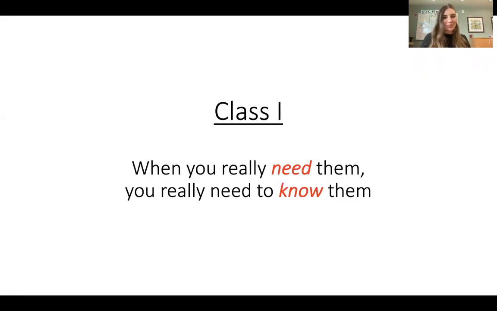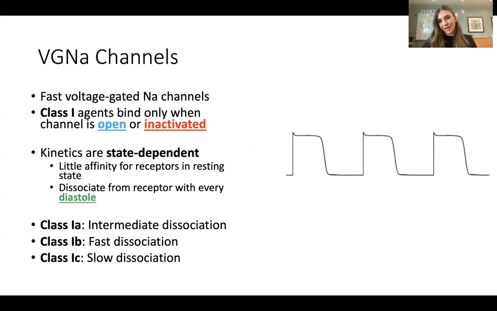All right, so class 1s. When you really need them, you really need to know them. Honestly, in clinical practice, you may not come across these quite often unless you're specifically working in a cardiac or cardiothoracic ICU. However, I think it's good to have an understanding of what things you should be looking out for with these agents and how they actually work. In order to understand that, we need to start with voltage-gated sodium channels.